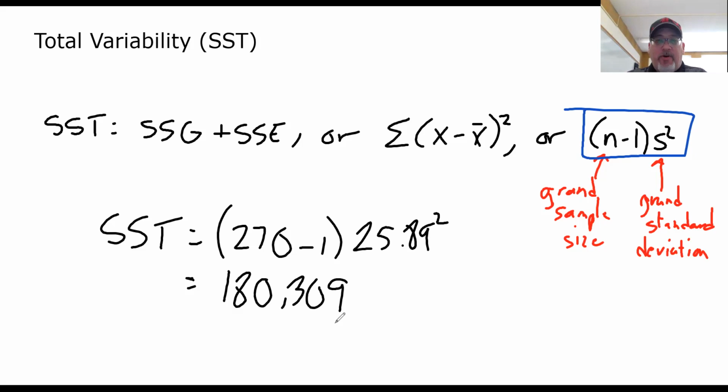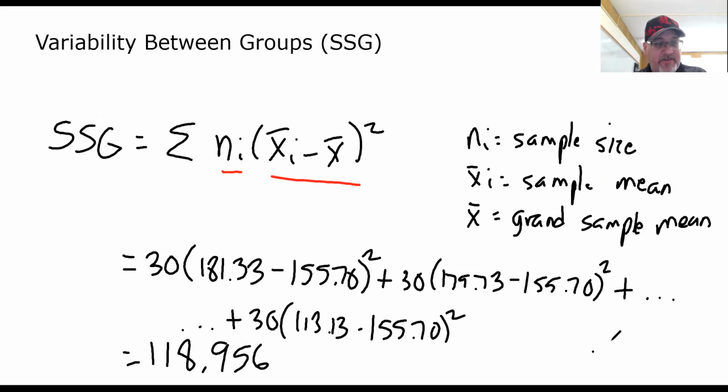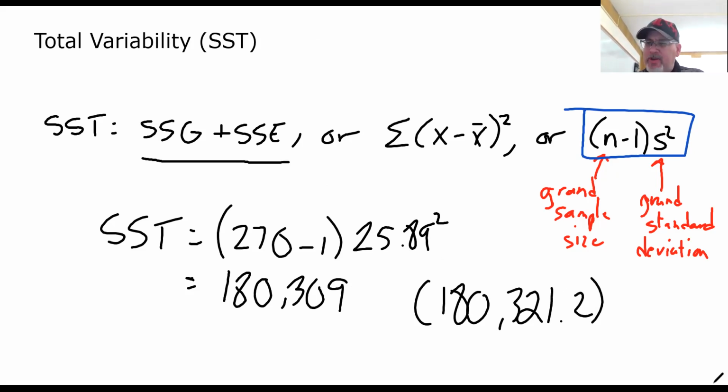Now, does that jive with the first part of the formula that says it's just the sum of the previous two variabilities? Well, we can check that real quick by just going back a couple of pages. 61,365.2 plus 118,956 equals, and the sum that I got was 180,321.2. Off by a little bit more than I expected. I'm going to attribute it to rounding errors because I'm not going to try to go back and do damage control.